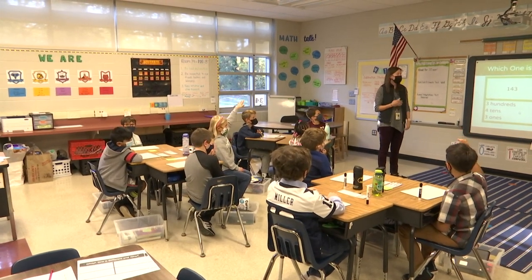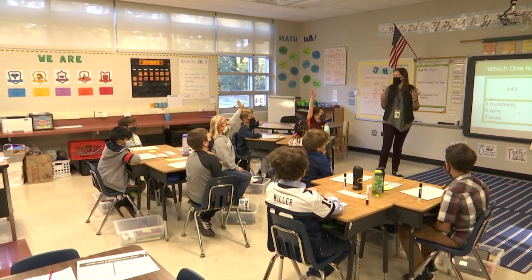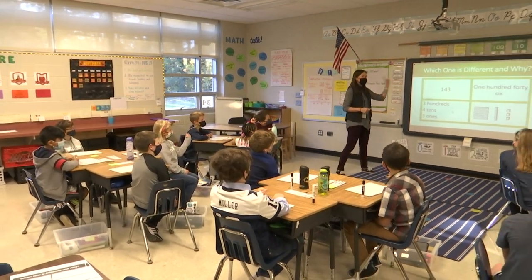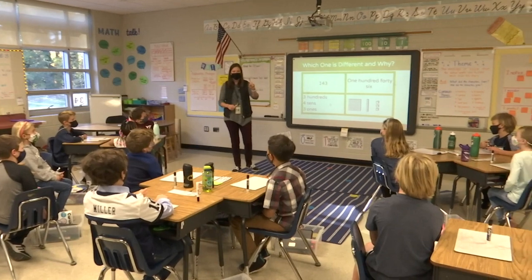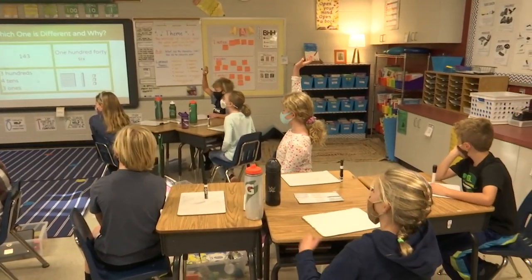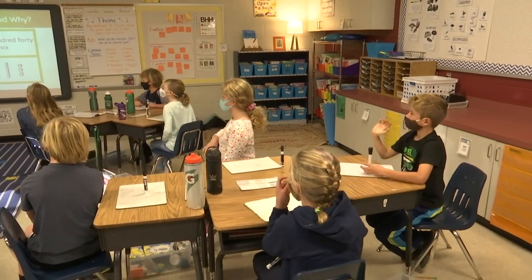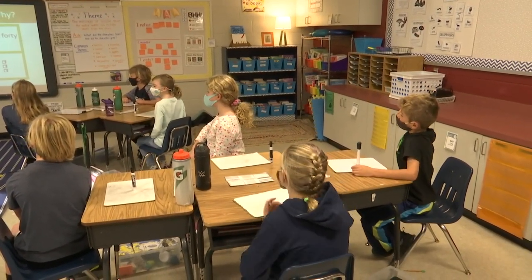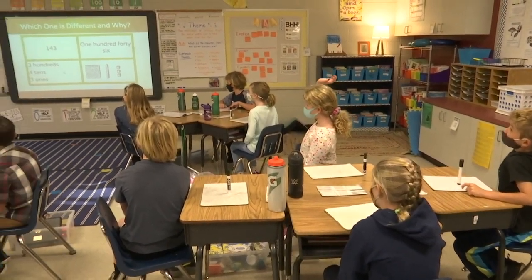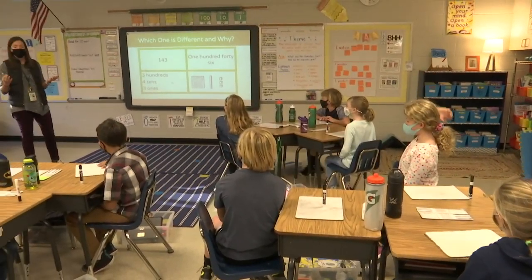Mm-hmm. And then we're gonna explain what? How it's different. Yeah, how it's different. How do we know? So does this mean there's one right answer, just one? No. How do we know that? How can we have many different answers? Yes, because there's lots of different ways, as long as you explain your thinking. Thinking of your math talk, why did you pick that number? How do you know it's different? It could be different than someone else.